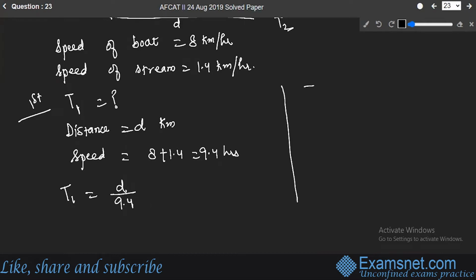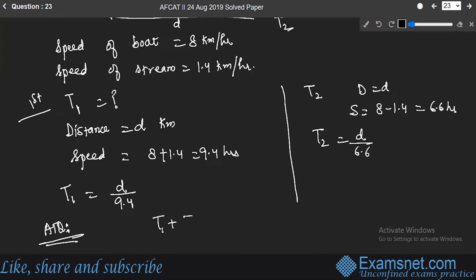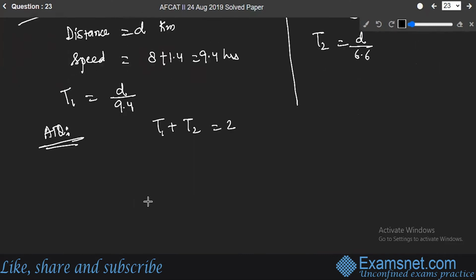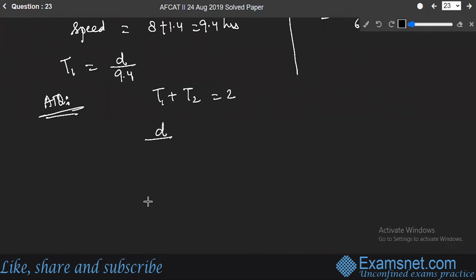And what is time 2? See, the distance again in this case is d, and now the speed, because they are moving in the opposite direction, will be 8 minus 1.4. This will be equal to 6.6. And what will be the time taken? It will be d upon 6.6. Now he says the total time taken was 2 hours. So according to the question, t1 plus t2 was equal to 2. That means d upon 9.4 plus d upon 6.6 is equal to 2.